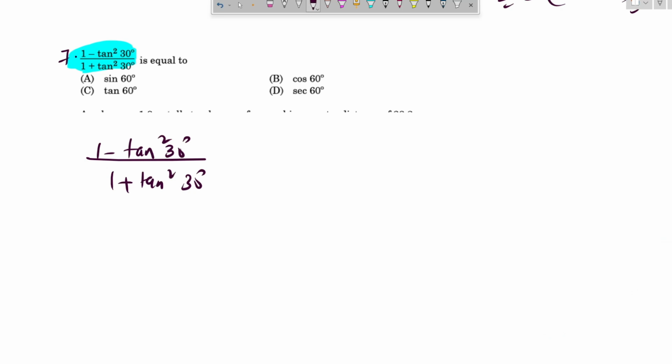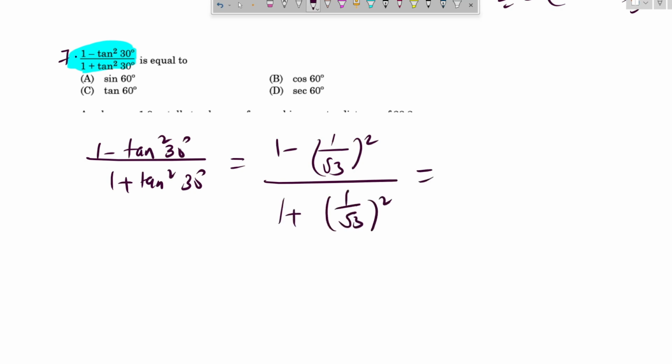Question number 7. 1 minus tan square 30 degree by 1 plus tan square 30 degree is equal to, options are given. So let us solve it. 1 minus tan square 30 degree, you know the tan 30 degree value is 1 by root 3. So substitute 1 by root 3 wherever tan 30 degree is. 1 by root 3 whole square will be 1 by 3. Similarly down also.